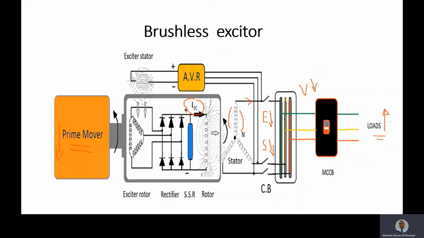Now, if the load is reduced, the opposite will happen. The voltage will be increased and the speed also will be increased. Okay, the AVR will reduce the error signal in order to reduce the IDC coming to the rotor. Then the voltage will return back to its original value, and the prime mover governor will decrease the fuel going to the diesel engine in order to reduce the speed to the set value or the original value.